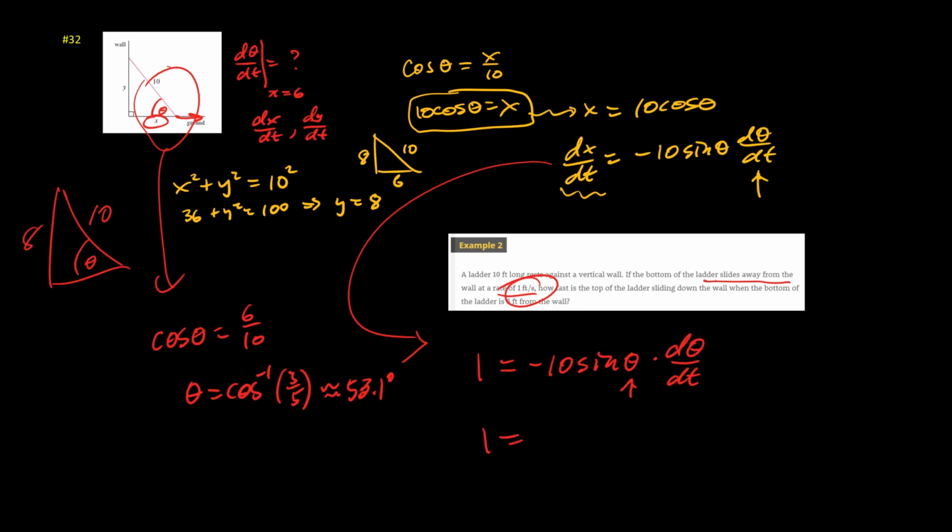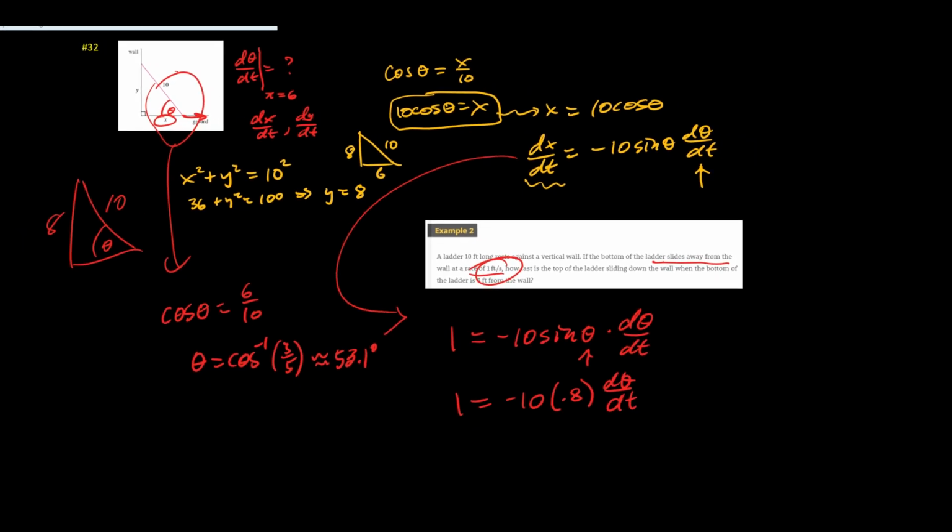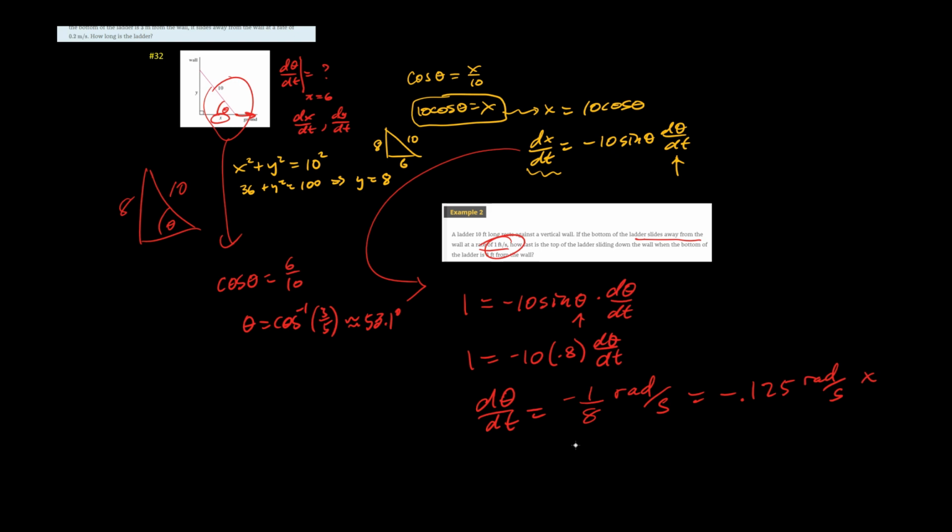All right, so we get 1 equals negative 10 times 0.8 d theta over dt. And so it looks like d theta over dt is going to be negative 1 over 8 radians per second. It's radians, right? Or negative 0.125 radians per second. So if you want to convert that to degrees, you would multiply this by 180 over pi radians. And so you'd get about negative 22.5 degrees per second.